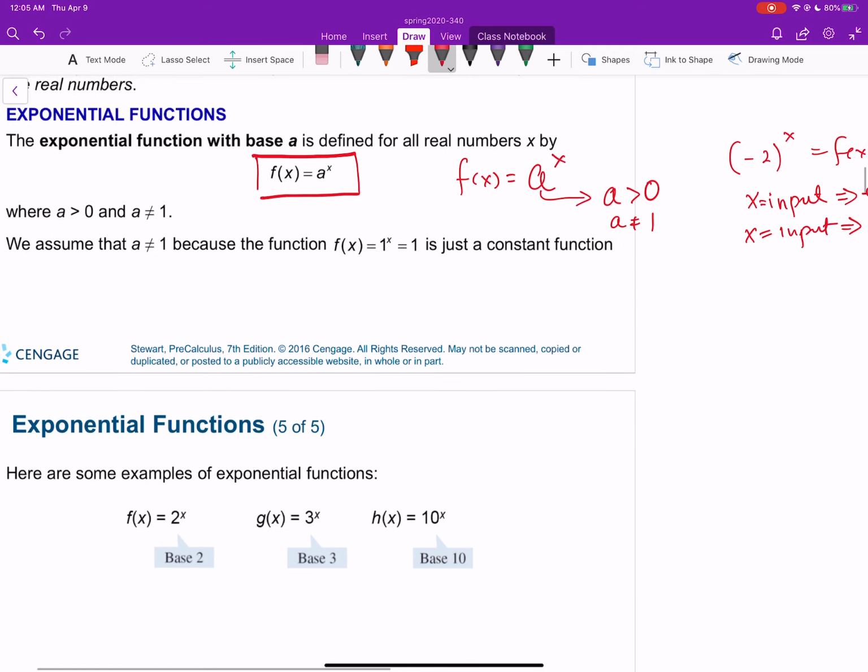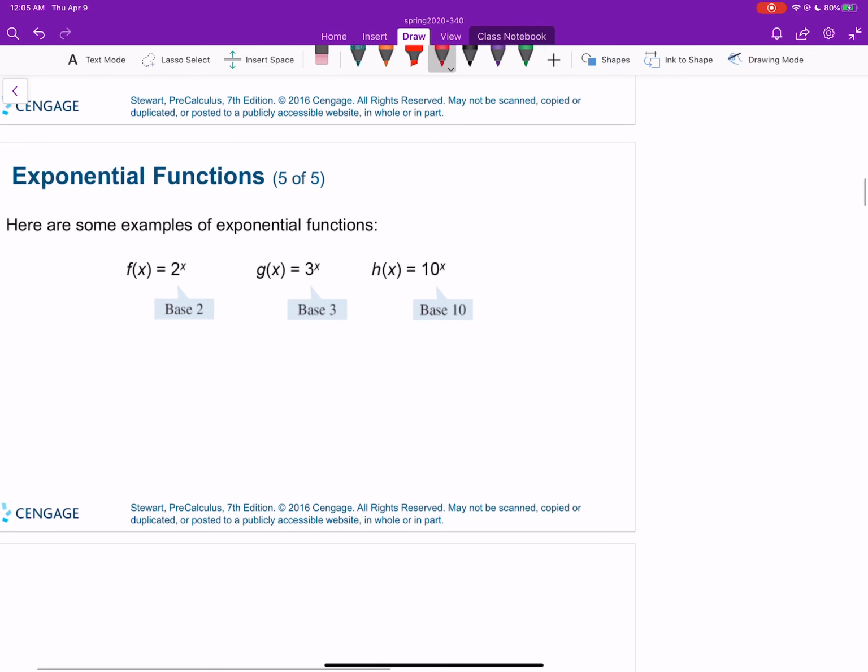Okay, so let's look at some examples over here. If I have f of 2 and I plug it into the first function, I'm going to get 2 to the 2. If I plug the same input 2 into the second function, then I get 3 to the 2. And then if I do the same with h of 2, I get 10 raised to the 2.